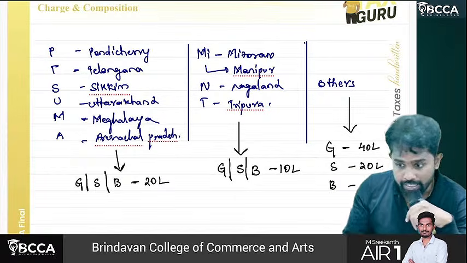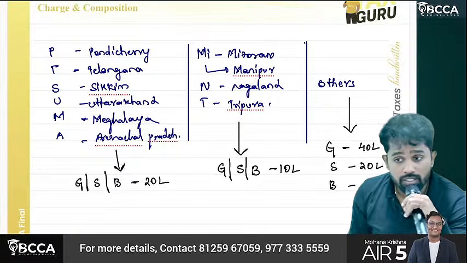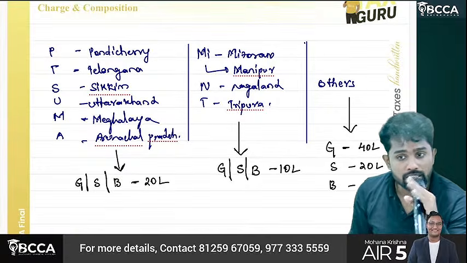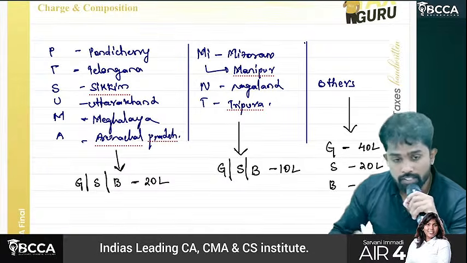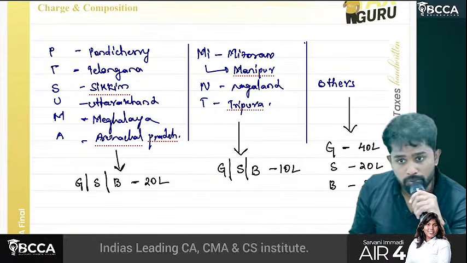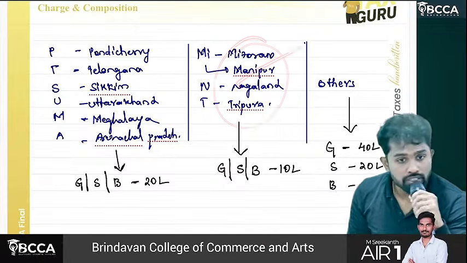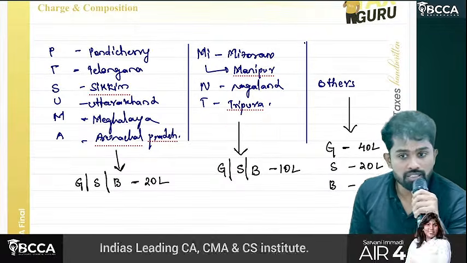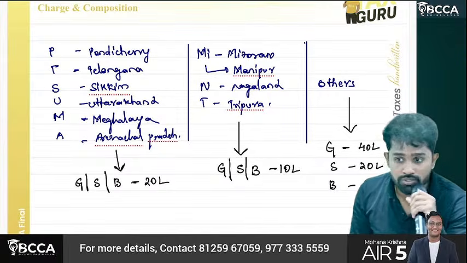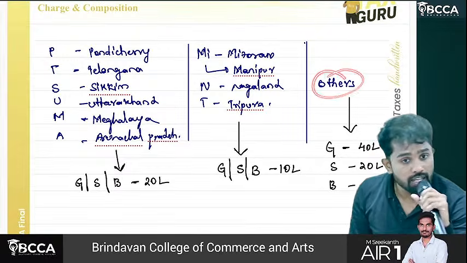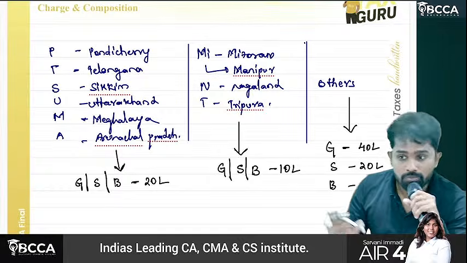Then, second category: Mizoram, Manipur, Nagaland, Tripura. What are the 4 states here? Mizoram, Manipur, Nagaland, Tripura. For these 4 states, the threshold is 10 lakhs. Irrespective of goods, service, or both, when the turnover exceeds 10 lakhs, a person has to register. In the other states, what are other states, sir? Andhra Pradesh, Tamil Nadu, Karnataka, Maharashtra, Gujarat, all these are other states. There, goods 40 lakhs, service 20 lakhs, both 20 lakhs.